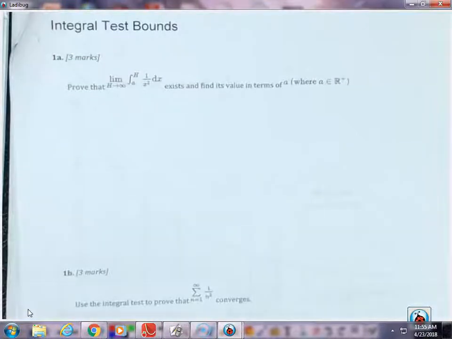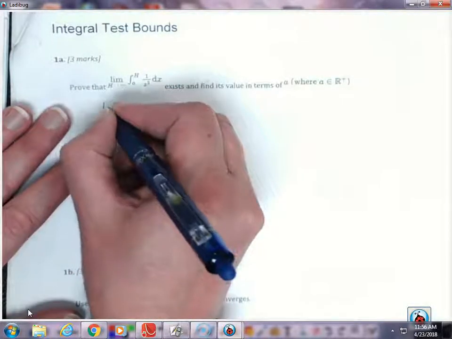Okay, so here is an example problem of what integral test bounds would look like on an IB question. The first thing it says is to prove the limit as h approaches infinity of the integral from a to h of 1 over x squared dx exists and find its value in terms of a. Okay, so here we go.